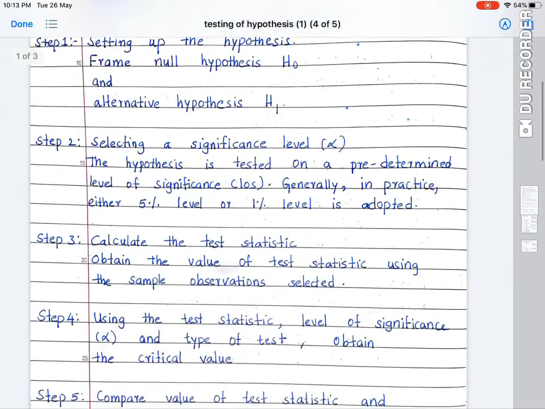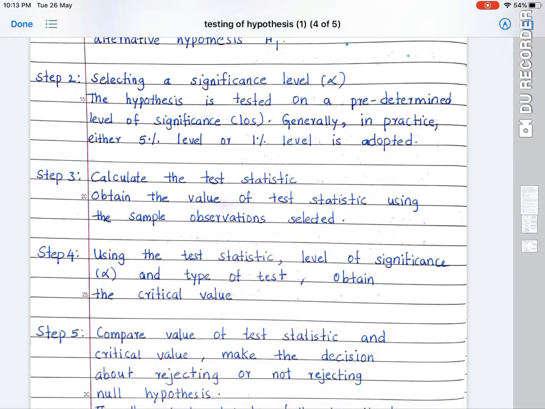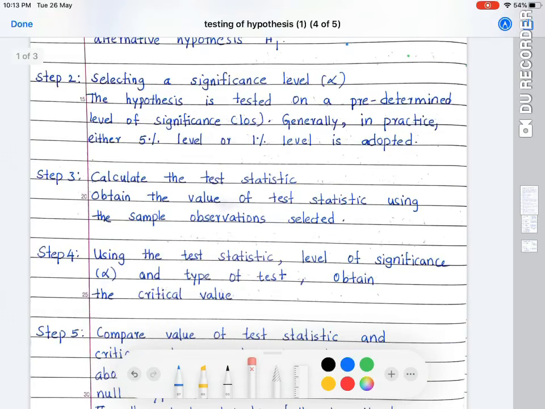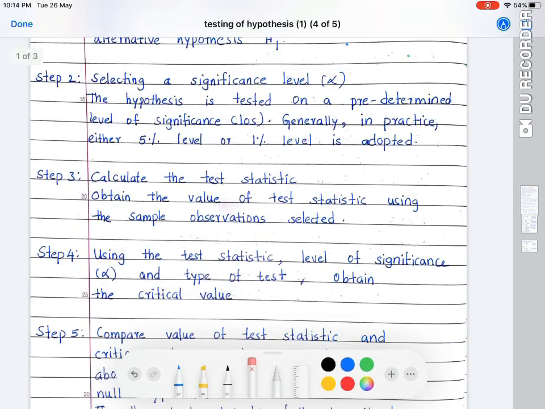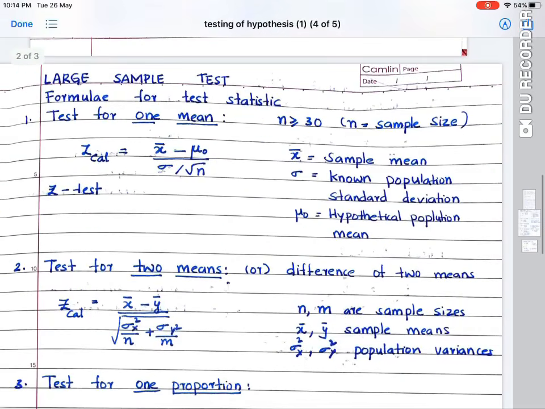Then coming to next step, we have to calculate the test statistic. So based on what test you are going to conduct to either accept or reject the null hypothesis, we are going to use that particular test statistic. Now we have two types of test. One is large sample test, another one is small sample test. In the large sample test, you have 4 kinds of tests which have been given in your syllabus.